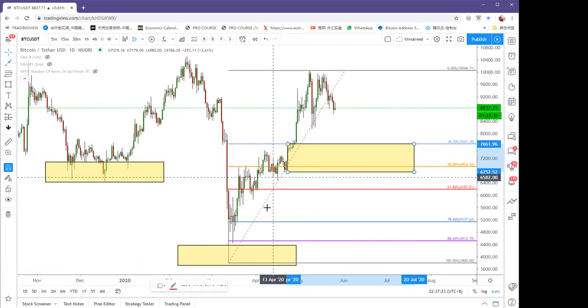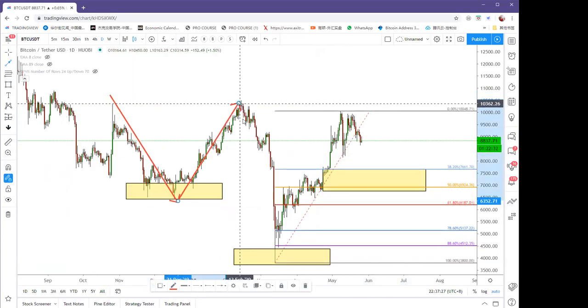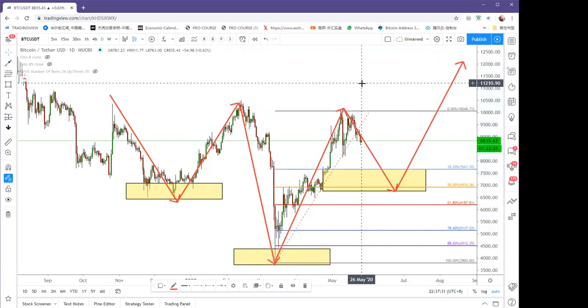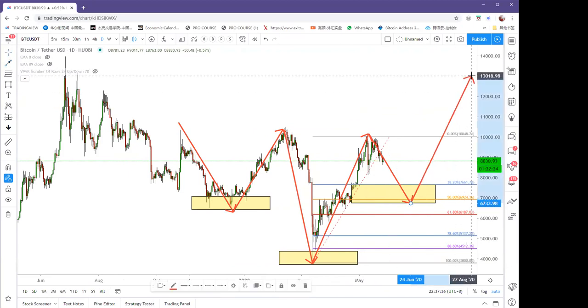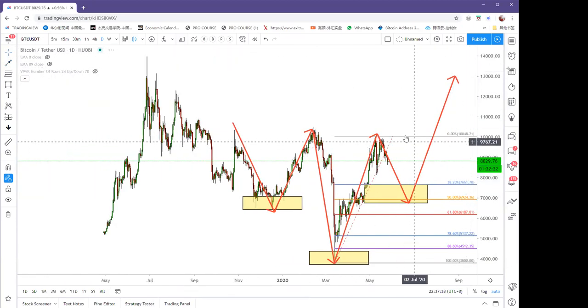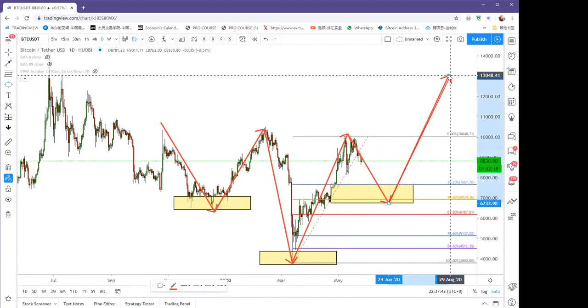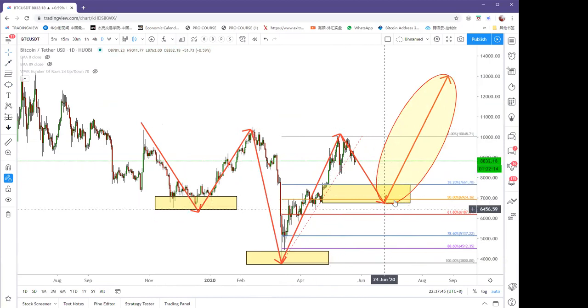Eventually it becomes something like this. This could be a head and shoulder pattern, and the target will be about 13,000 or 14,000. So my goal is to capture this gain. And I hope that you guys don't forget this trade when the Bitcoin drops to about 7K or 6,600.